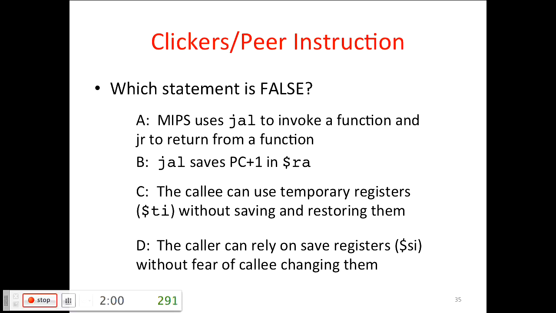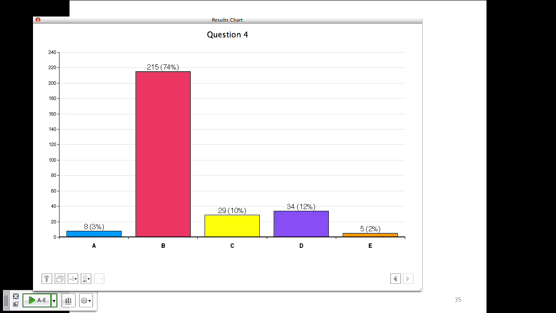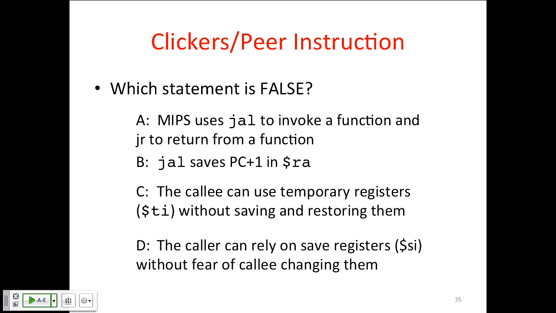Okay. All right. So pretty clear winner here, though there's still a few people wondering about this. Let's go talk about this a little. This is true. You use jump and link to invoke a function, and jump register to return from a function. That's true. That's how you get there. That's how you get back.